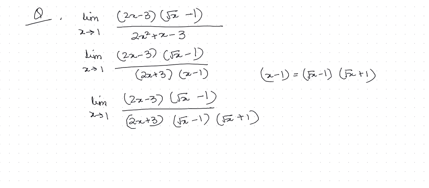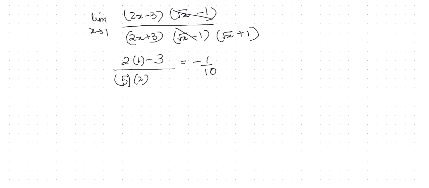Now as we put x is equal to 1, this will give us 2 into 1 minus 3, and the other factor is 5. So this will give minus 1 over 10. So the limit of this function comes out to be negative 1 over 10.